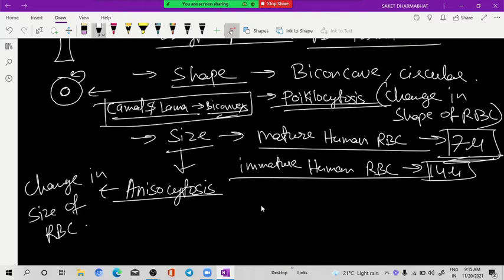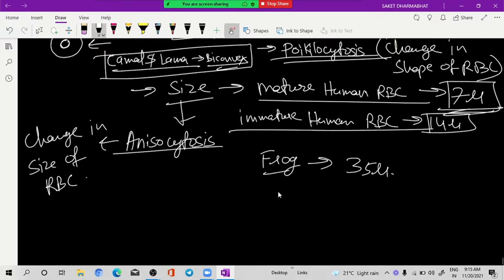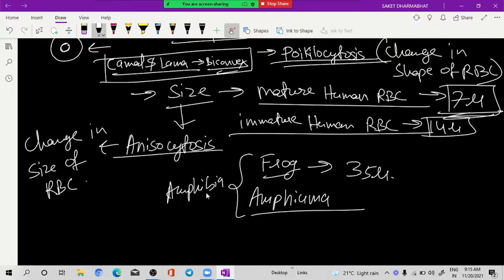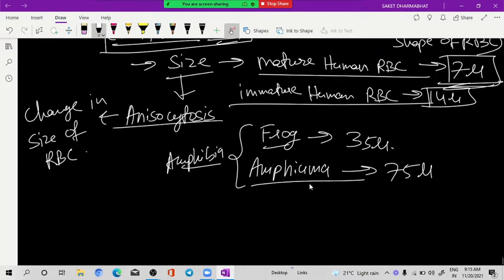Let's see. For example, if we talk about the frog, the size of RBC is 35 micron. That means bigger than human. If we talk about Amphiuma, this Amphiuma and frog both belong to the class Amphibia. So Amphiuma's RBC size is near about 75 micron, and that's why it is considered the largest RBC of the world. Who is having the largest RBC in this world? You have to tick Amphiuma. Clear?